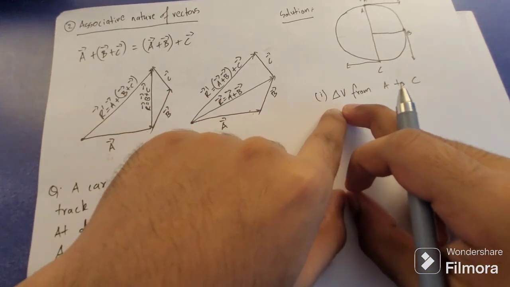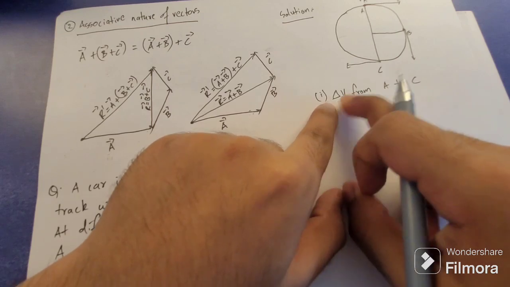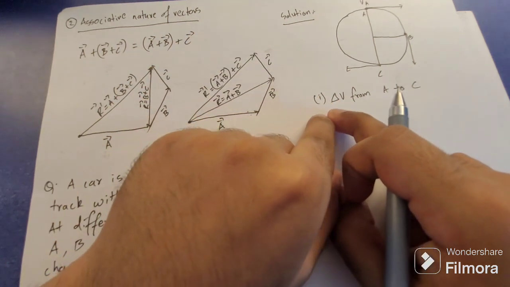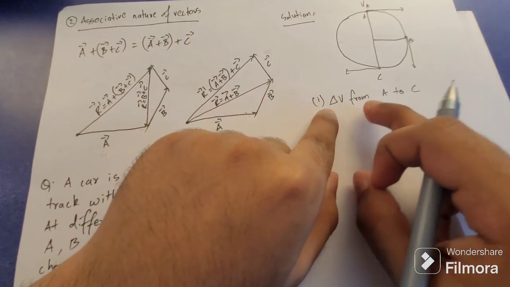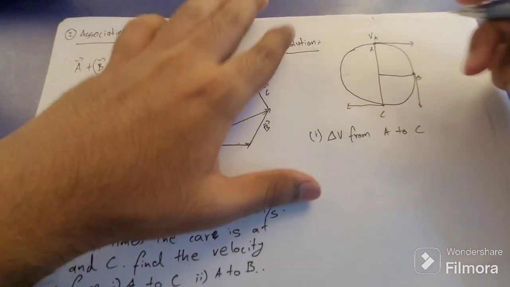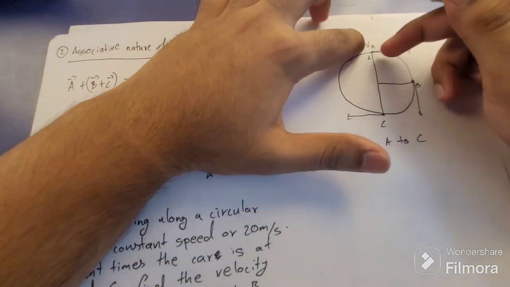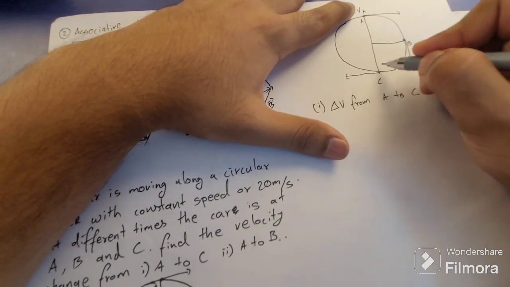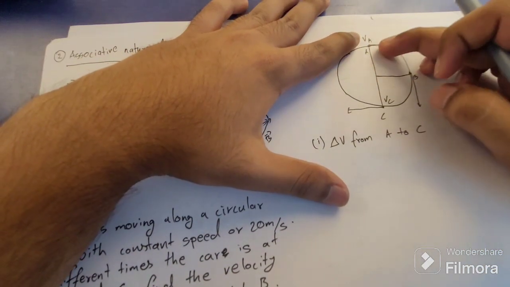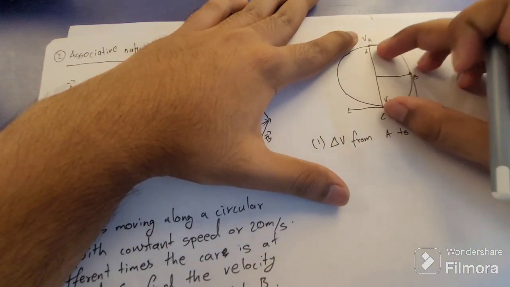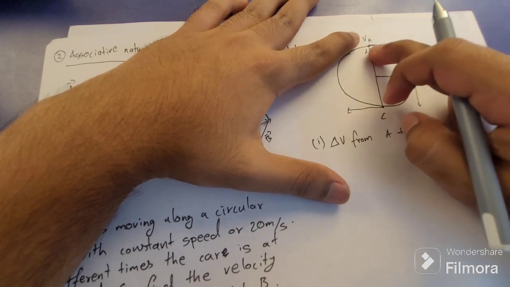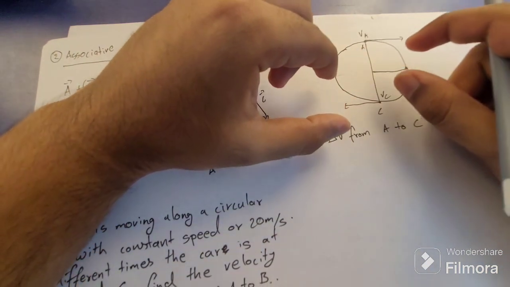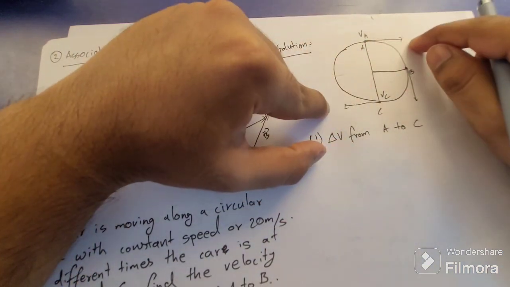In the first case, we need to find the change in velocity, which is delta V. Delta is the symbol used to represent change in a quantity. So delta V is the change in velocity from point A to C. Now, let us consider the velocity of the car at point A to be VA and the velocity of the car at point C to be VC. Now, if the points A and C are diametrically opposite, then the velocities VA and VC must be 180 degrees apart, which means they should be completely opposite.